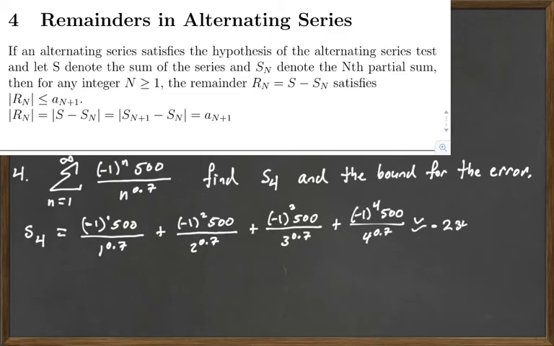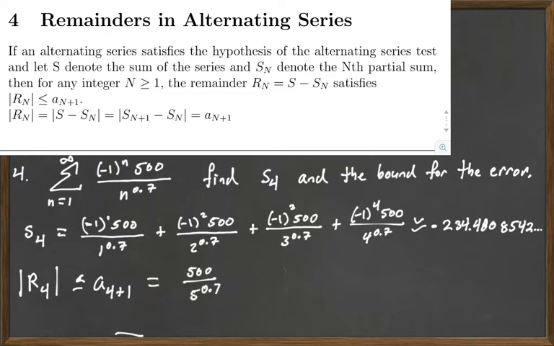And that's approximately negative 234.4808, etc. So the absolute value of the remainder, the fourth remainder here, is going to be less than or equal to the first neglected term, which would be a sub 4 plus 1, or a sub 5. It's going to be 500 over 5 to the 0.7, and so that's approximately 162.065, etc. And that's a big bound on our error, so we could still be plus or minus 162.